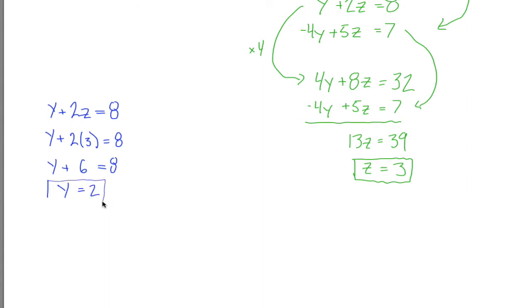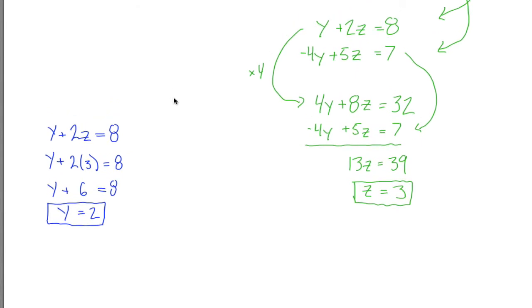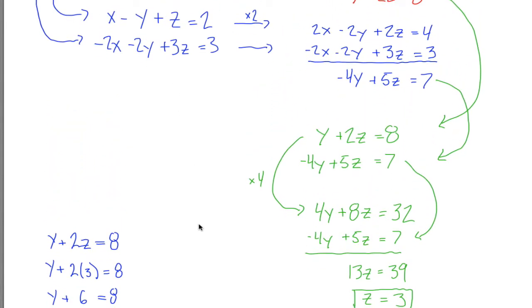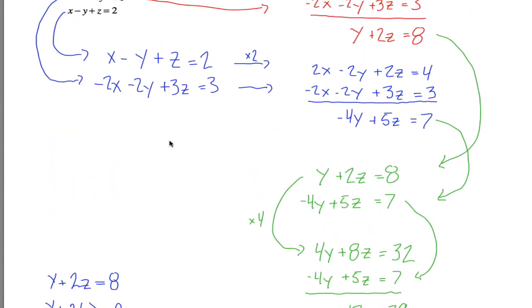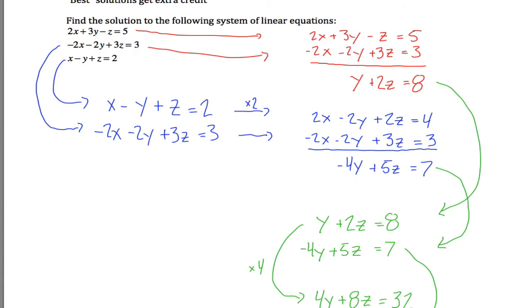Now I got two different answers. I know that the z's are 3 and the y's are 2. So all I need to do is figure out what x is equal to. Now I look for an equation that has x's, y's, and z's in them. Any equation that has x's, y's, and z's, totally up to you. I kind of like this one here. All the numbers are really small.